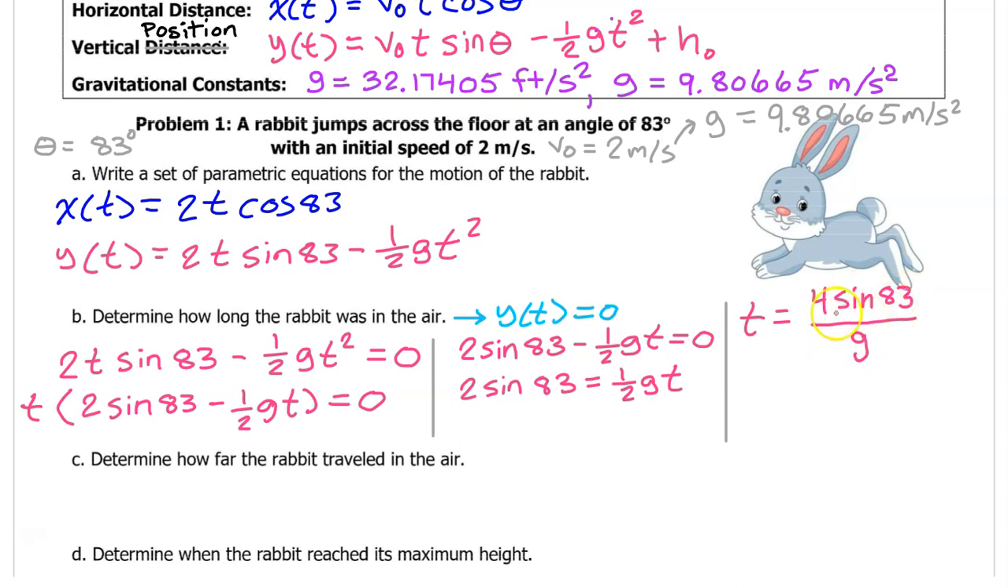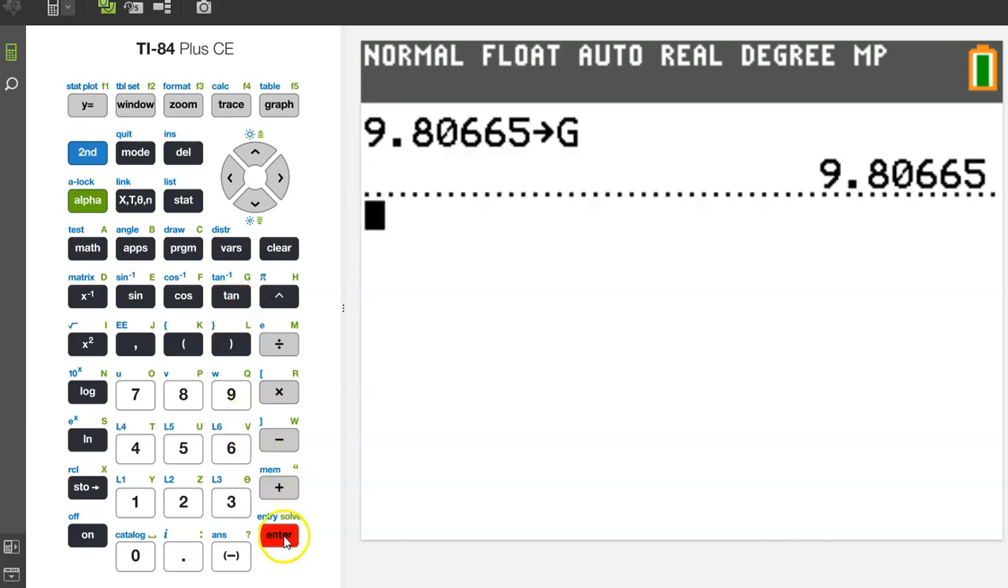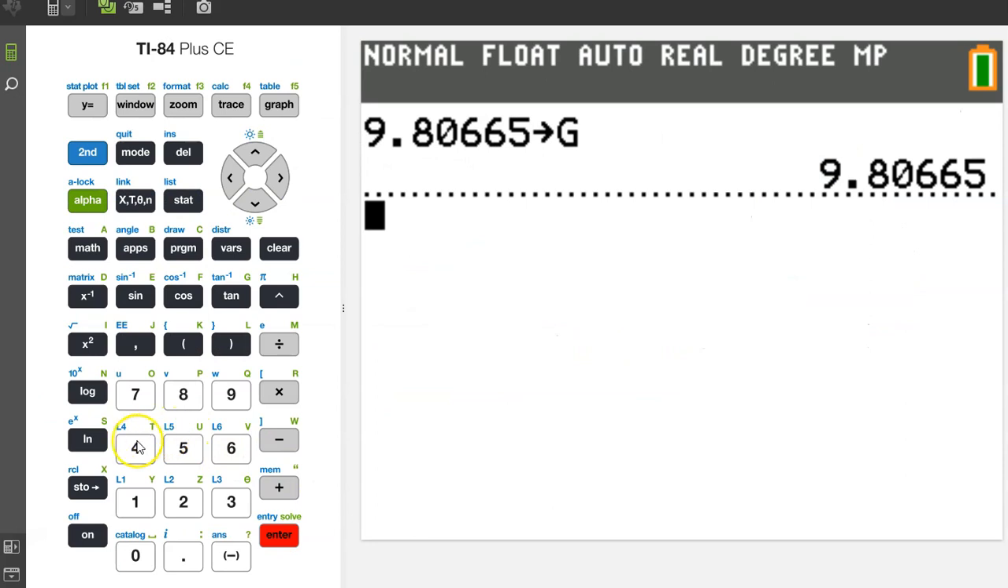Let's put this in the calculator. But first, let's store the acceleration due to gravity into the letter G on our calculator in case we need to use it again later in the problem. So it's 9.80665. And let's hit store, and of course we will put it in letter G. Next we type in 4 sine 83 over G. So that's 4 sine 83. Make sure you are in degree mode. And then divided by g.